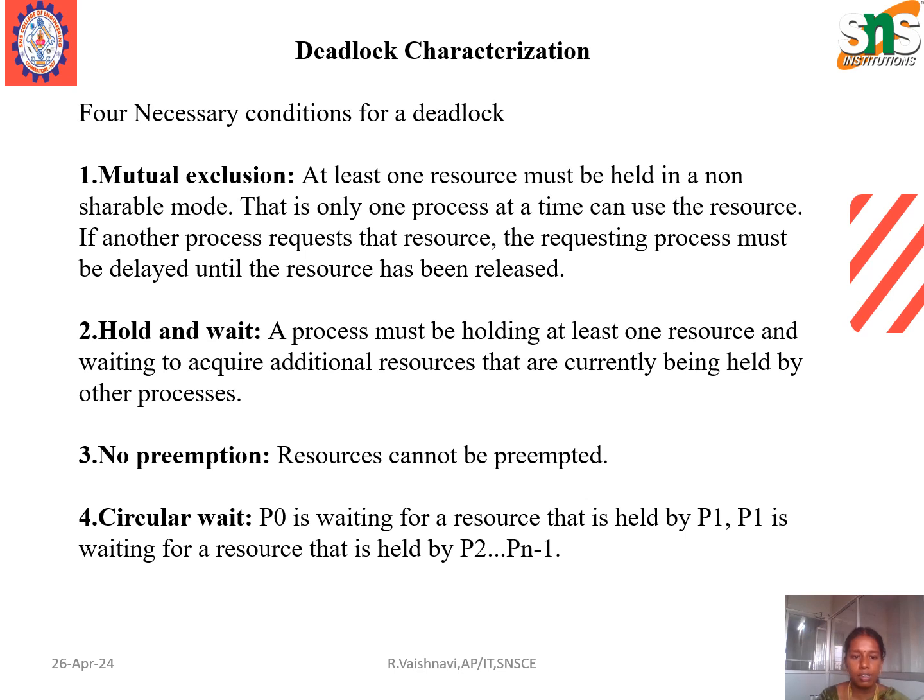Second characterization is hold and wait. A process must be holding at least one resource and waiting to acquire additional resources that are currently being held by other processes. Third one, no preemption. Resources cannot be preempted. Fourth one, circular wait. The process P0 is waiting for the resource that is held by process P1, and process P1 is waiting for the resource that is held by process P2.